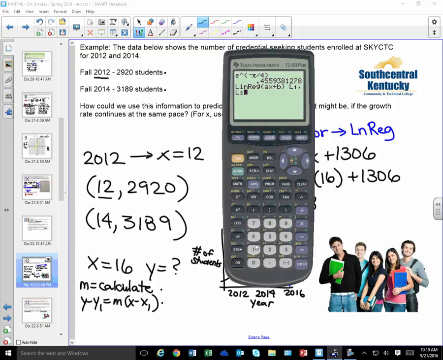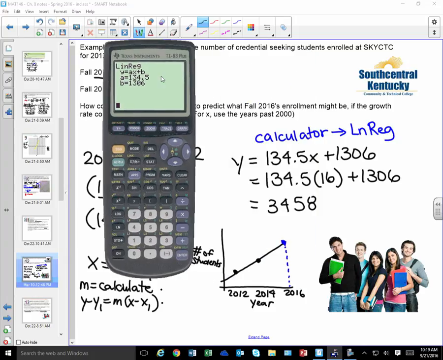You see the lists L1, L2, L3, L4. It doesn't matter where you put your data in the lists, you just have to make sure that you pull the right list when you pull this up here. Okay, and then I push enter, and I get this information here. This tells me my slope. It says y equals ax plus b, so a is my slope, 134.5 x, plus the y-intercept is 1306. Okay, so that is what I got from there.